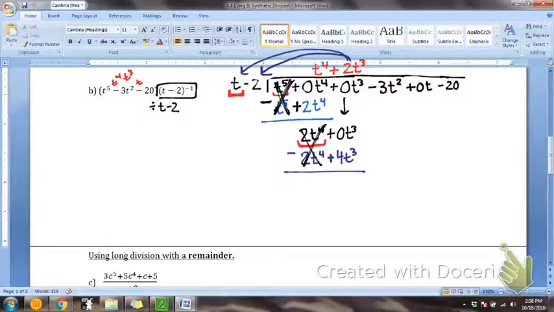These two cancel. I have 0t cubed plus 4t cubed is... Elena, can you wake your neighbor up, please? 4t cubed. How do we move on throughout this? Keep bringing things down, okay? Next one. Colt, grab your pencil, please. Bring down that next one. So I'm going to bring down negative 3t squared.